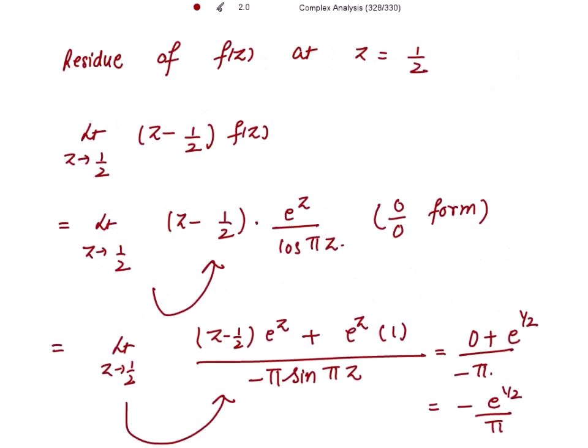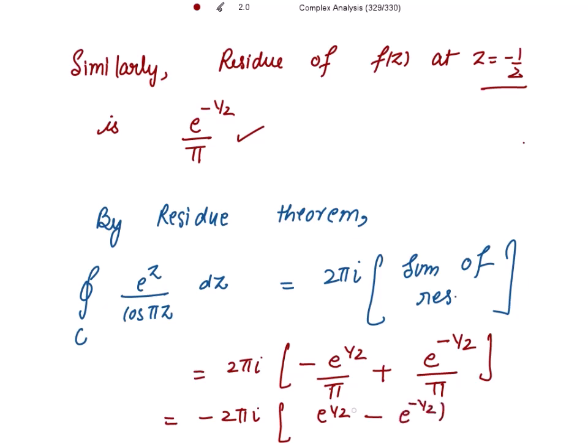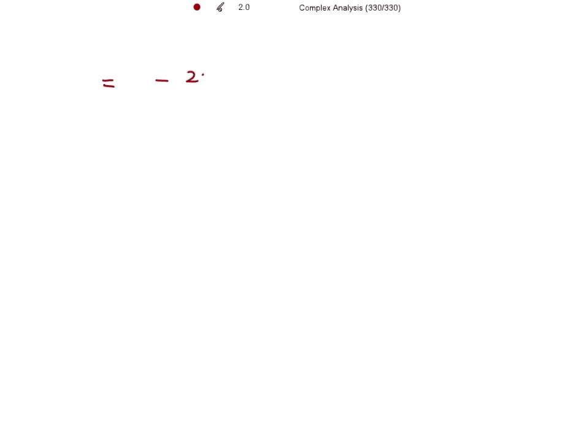What is the first residue we have calculated at z equal to 1/2? This is minus e^(1/2) divided by π, plus the second residue, e^(−1/2) divided by π. If I take minus outside, I get minus 2πi times (e^(1/2) − e^(−1/2)) divided by π. So this π cancels out. Let me write this again. We have got minus 2i times (e^(1/2) − e^(−1/2)).